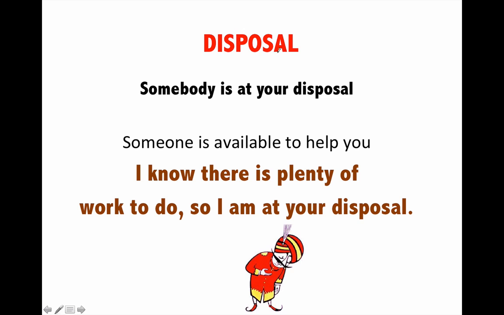First word is disposal. Please note, either a person can be at your disposal or a thing can be at your disposal. So let's say somebody or someone. By the way, somebody and someone mean the same. So somebody or someone is at your disposal means somebody is available to help you. For example, if one of your friends has a lot of work, you go to your friend and tell your friend, I know there is plenty of work to do, so I am at your disposal, I am at your service, I am all there to help you, I am available to help you, I am ready to help you. So someone is at your disposal means someone is available to help you.